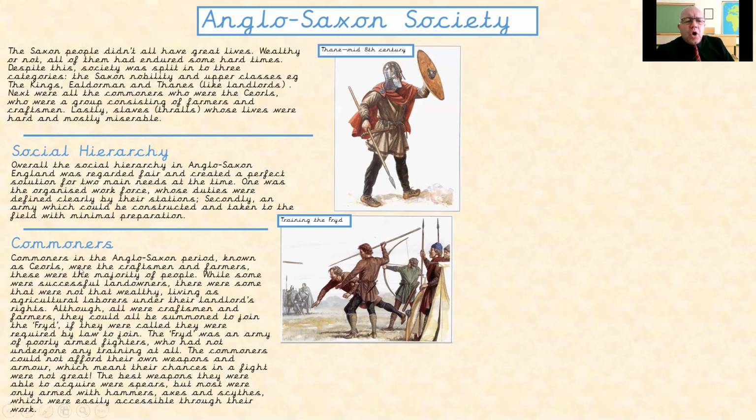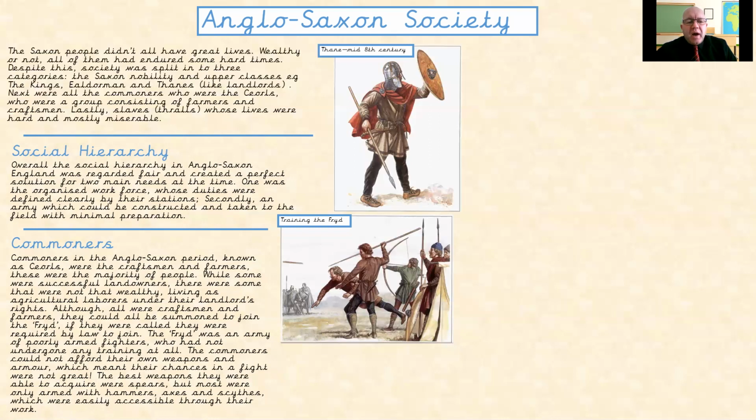Commoners in the Anglo-Saxon period, known as ceorls, were the craftsmen and the farmers. These were the majority of the people, so most Anglo-Saxons fell into this group. While some were successful landowners, there were some that were not that wealthy, living as agricultural labourers under their landlord's rights. Although all were craftsmen and farmers, they could all have been summoned to join the fyrd if they were called. If they were called, they were required by law to join.